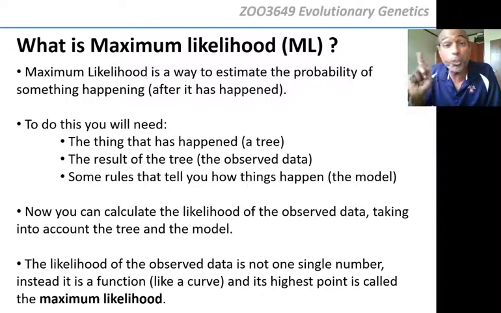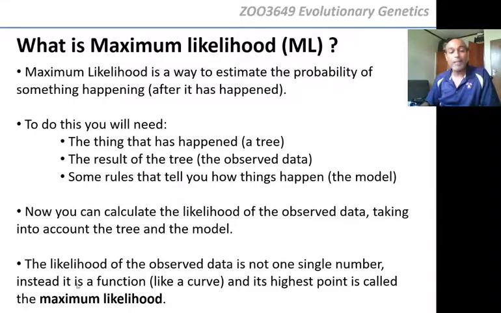We want all of the trees have a probability. All of the trees have a likelihood. Or there could be millions of different trees. But there's only one with the highest. And that's the one we are looking for. Right? So the likelihood of the observed data is not a single number. It is a function. It's a curve. It's like if you have an x and a y, it's a curve with a function. And the top part of that function, the highest point of that function, is called the maximum likelihood. It's the highest point of the likelihood function.